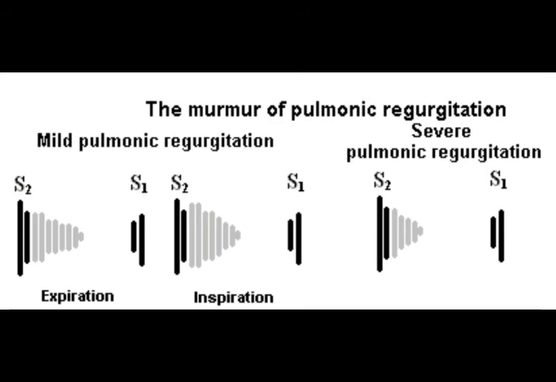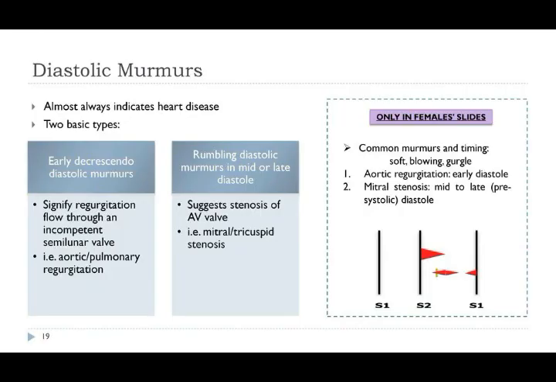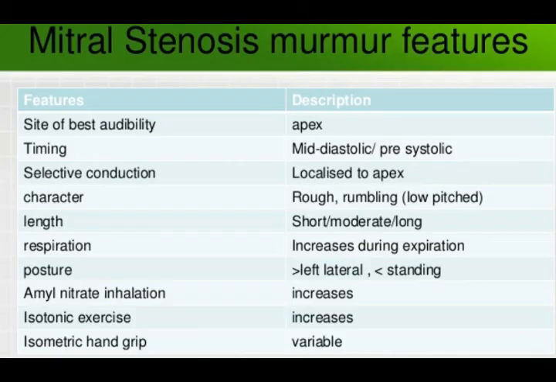Now let's study mid to late diastolic murmurs. One murmur of this type is mitral stenosis, which is a uniquely shaped, low-pitched diastolic murmur best heard at the cardiac apex.